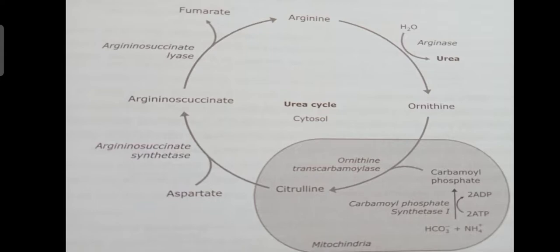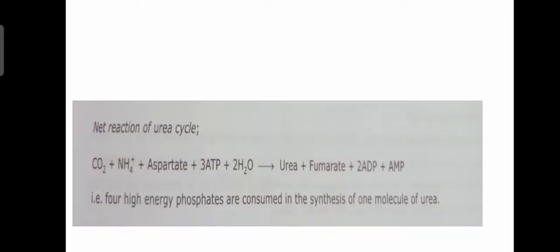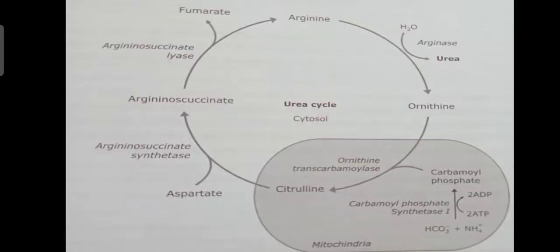We all know that arginase is the enzyme which converts arginine to urea. It is the fifth and final enzyme that cleaves arginine to yield the urea and ornithine. Ornithine is regenerated, enters to mitochondria for its reuse in urea cycle. Then ornithine and lysine compete with arginine. That is, competitive inhibition takes place between the ornithine and lysine. These are the important points in the urea cycle.